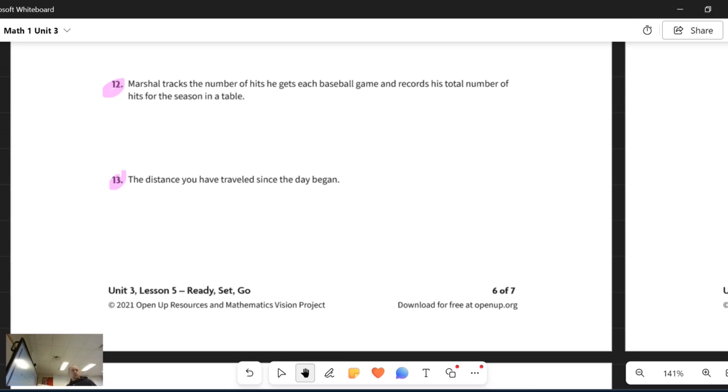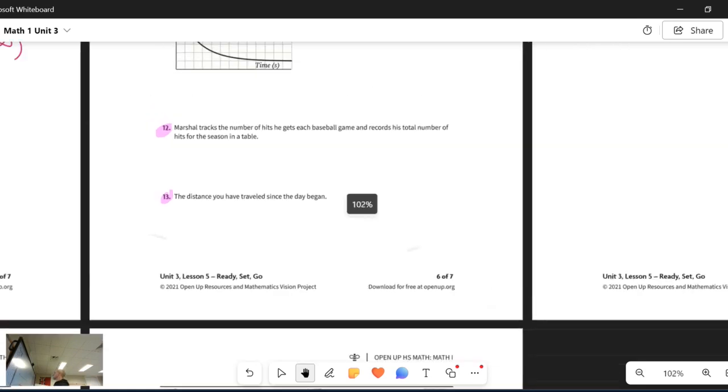Problem 13, the distance you have traveled since the day began. You are continuously moving. I'm going to say that this is continuous. It tracks throughout the trip, throughout the day. Even if I'm just walking around campus, every step I take is moving. I don't randomly teleport from here to being 3 feet in this direction. That's just not going to happen. So that is continuous because we can measure the distance that we have gone.